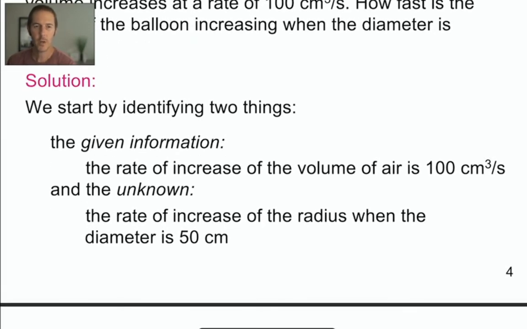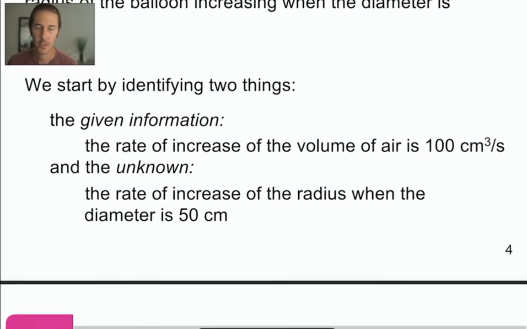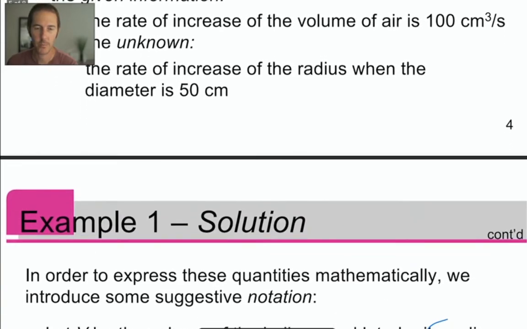And so the recommended process is that we identify a couple of things first. One is the given information, and we already talked about that, and the other is the unknown. So what we're trying to find is the rate of increase of the radius when the diameter equals 50. We don't want to know the radius when the diameter equals 50. We want to know the rate of increase of the radius. That's going to be dr/dt, the change in radius with respect to time.